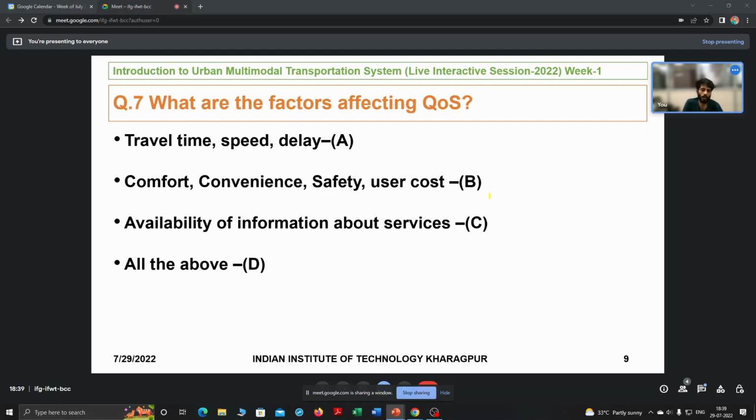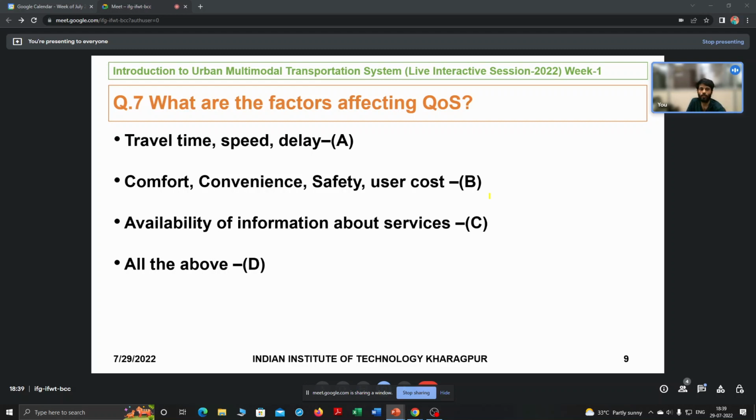So if at a certain stage accidents occur frequently, you will not feel safe to travel, whether it is a bus or any other mode of transport. Also, sometimes rash driving by buses can be observed in many Indian cities. So that is also one of the safety aspects, and then the user cost.